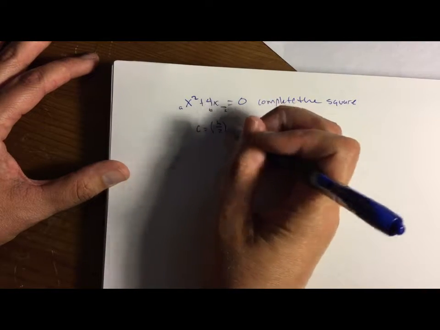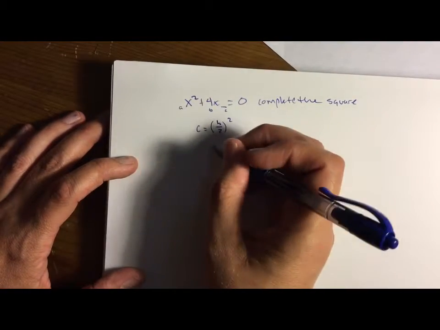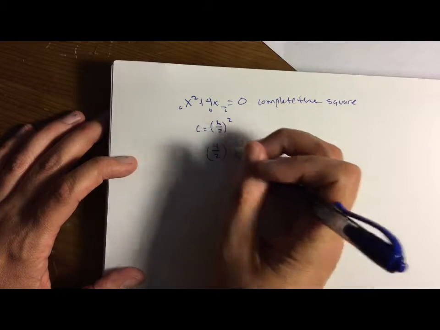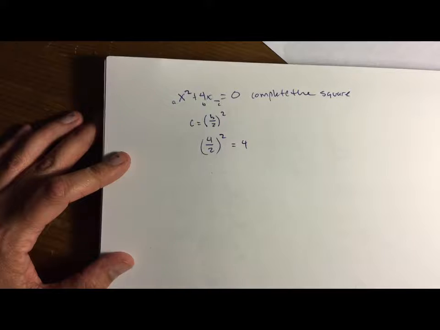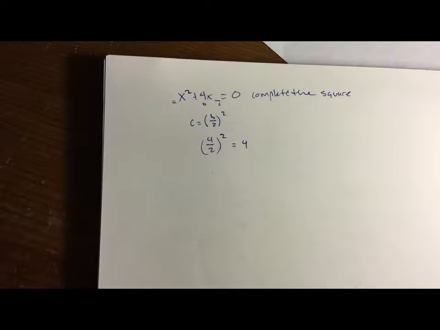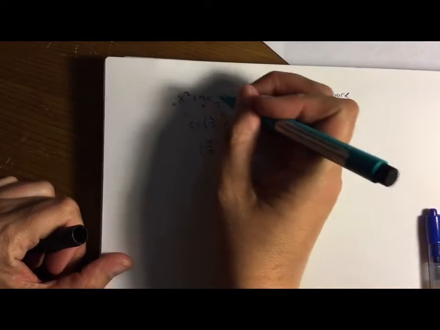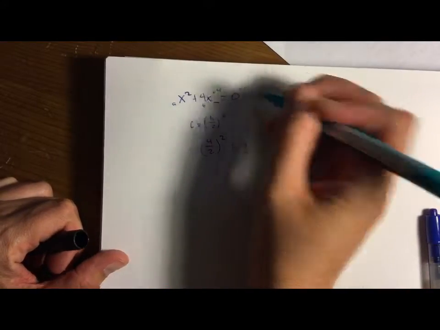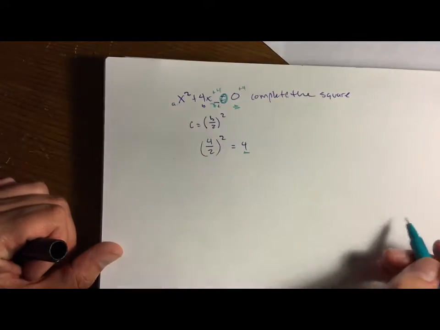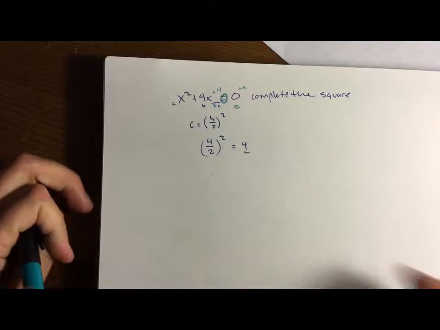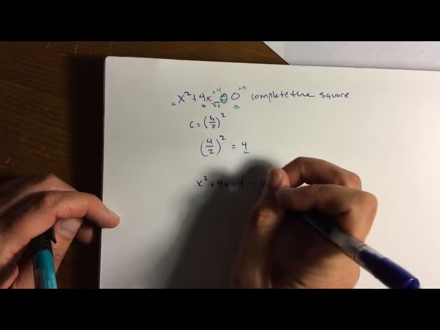To find C, it's B over 2 squared. So for this one, it's going to be 4 divided by 2 squared, which is 2 squared, which is 4. This is a bad example because it's going to be the same thing. But basically, you're going to add whatever this is on both sides. So you're going to say plus 4, because if you have that equal sign, you can't do something to this side without doing the same thing to this side. So now our equation is x squared plus 4x plus 4 equals 4.